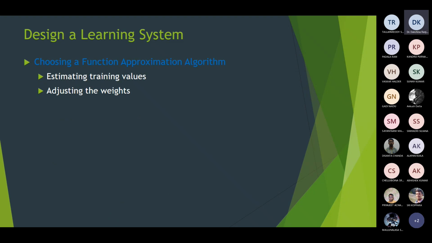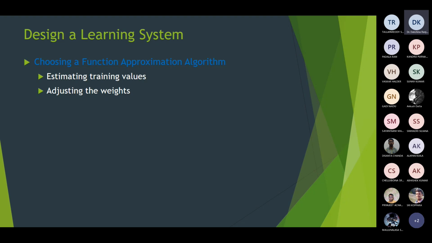Now finally we have to choose the function approximation algorithm. Here we have to learn the target function F, so that requires a set of training examples, each describing a specific board state B and the training value V train of B. Now, what is V train of B? There are two different considerations that we have to use for choosing a function approximation algorithm. One is estimating training values, another is adjusting the weights.